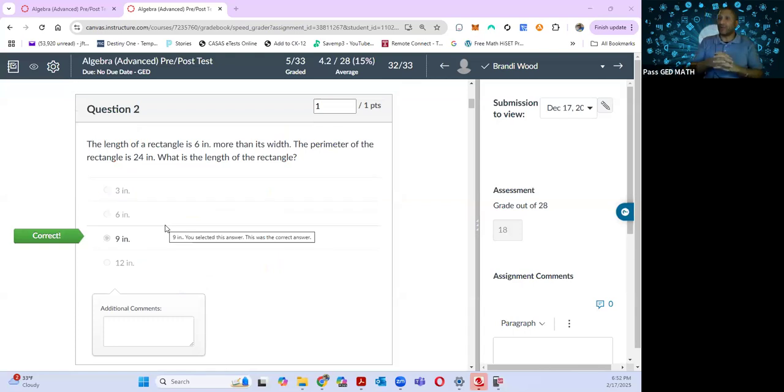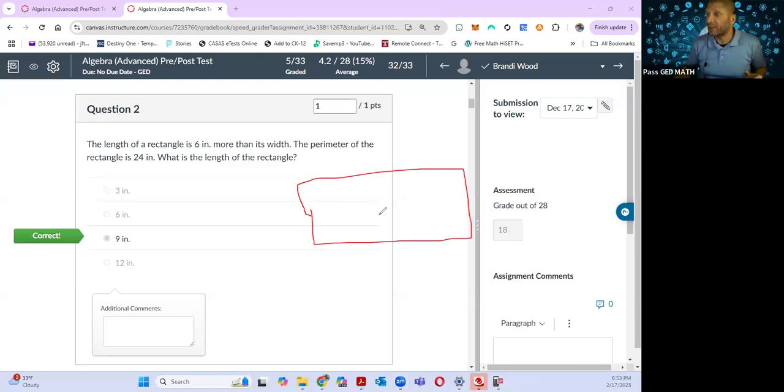The length of a rectangle was 6 inches more than its width. The perimeter of the rectangle was 24. What is the length of the rectangle? Okay, well, first of all, I'm going to draw a picture, because a rectangle is the distance around. So I know the perimeter is 24. One side can't be 12, because if one side was 12, both sides would be 24, and you'd have nothing left for the other side. So you know it can't be 12 right away.